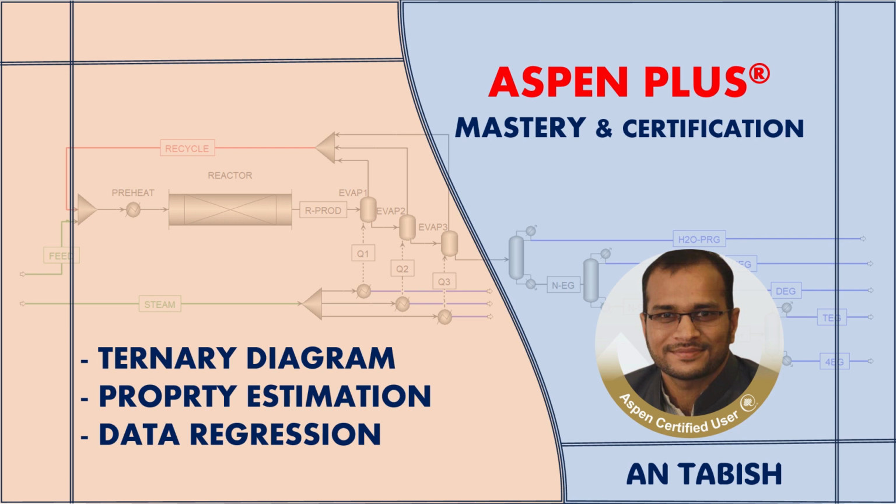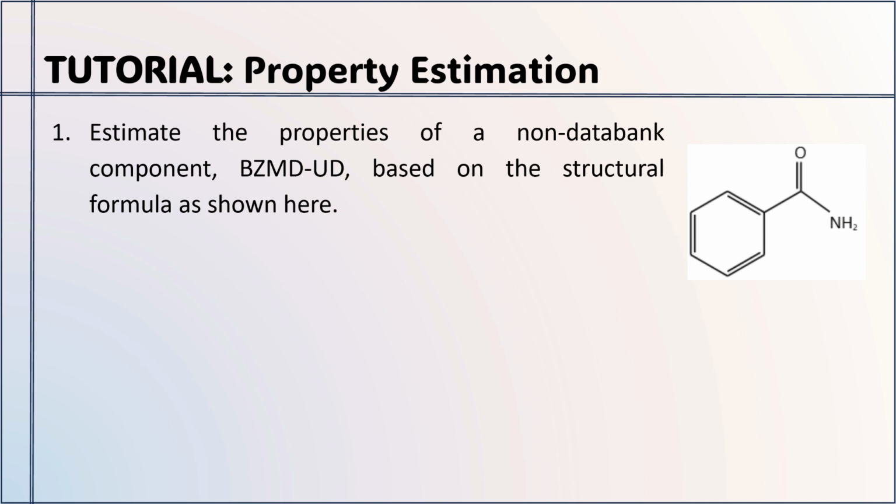Another subject of today's discussion was to learn how to estimate the properties of the components that are not available in any of the databank included in Aspen Plus. So let's consider the following example where you are asked to estimate the properties of a non-databank component, here termed as BCMD-UD, based on the structure formula as shown on the right. In the structure formula, the benzene ring is attached with the N-amide group. In fact, this compound is available in the Aspen Plus databank, but we'll consider it as a non-databank component and define it as BCMD-UD and estimate the missing properties of this component using structure formula.